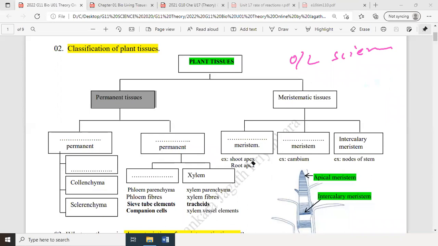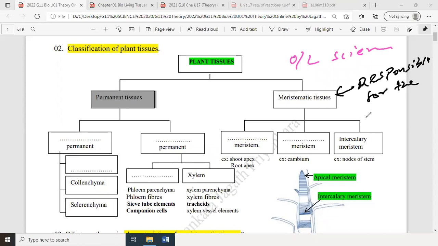Meristematic tissues, in Sinhala we call them vibhajaka pataka. Permanent tissues we call sthira pataka. Meristematic tissues are responsible for the growth of the plant. The plant increases in height due to the meristematic tissues.